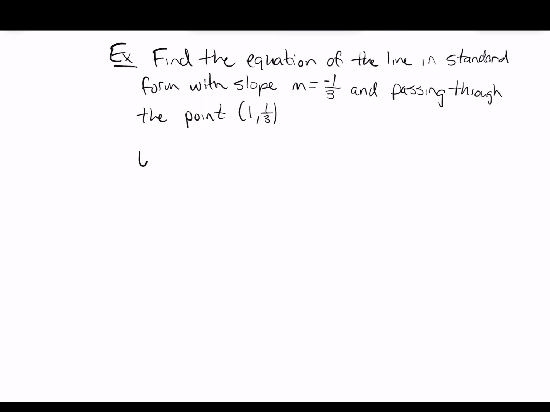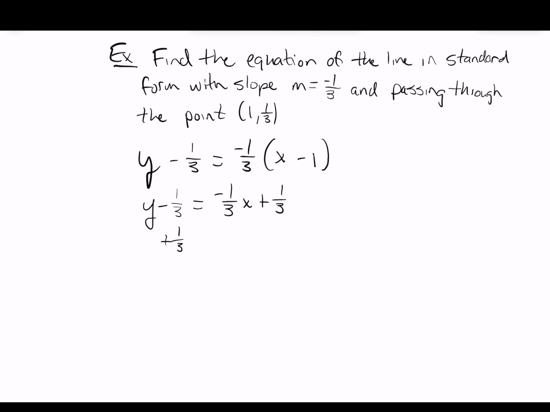So we'll use the point-slope formula. So y minus 1/3 is equal to m, negative 1/3, times x minus 1. So what we can do is distribute. So y minus 1/3 is equal to negative 1/3 x plus 1/3. Okay, so we can add 1/3 to both sides to get y is equal to negative 1/3 x plus 2/3.